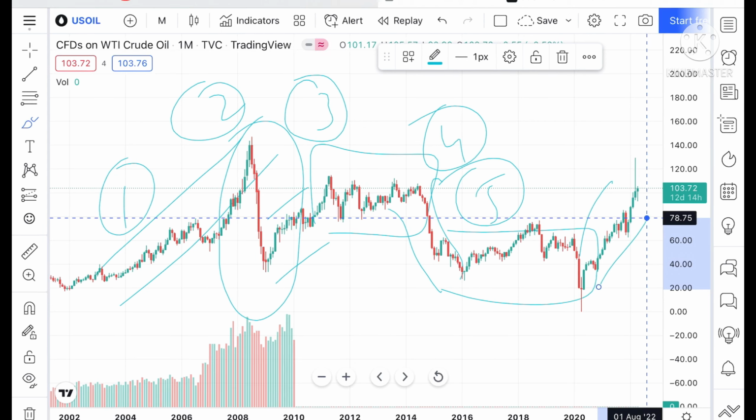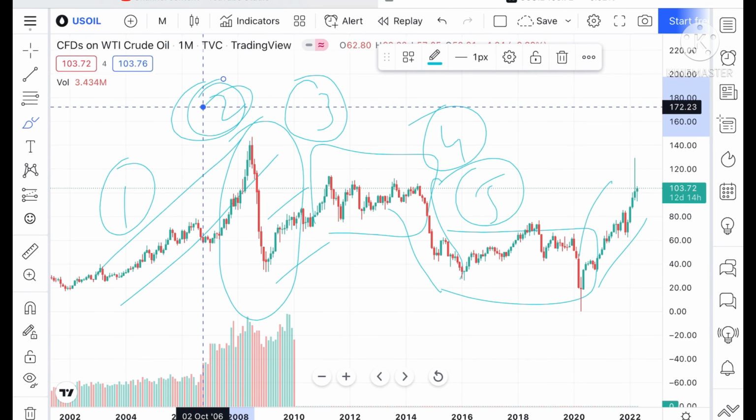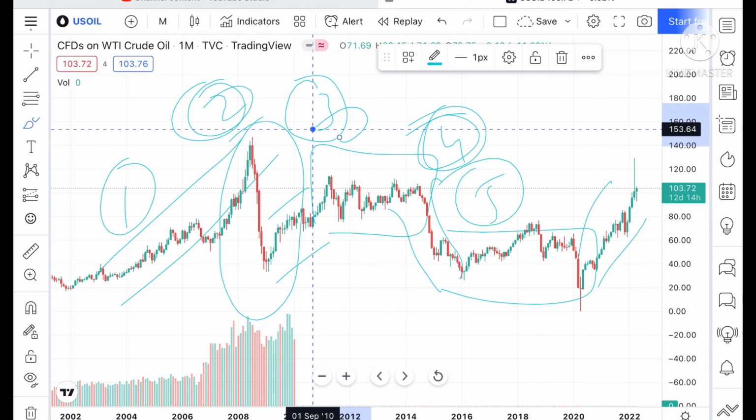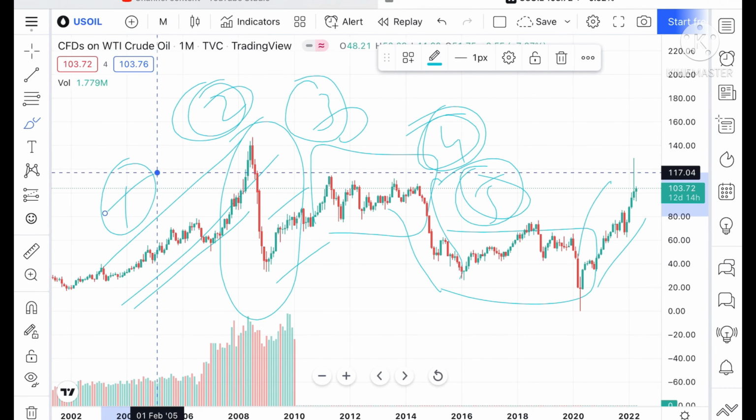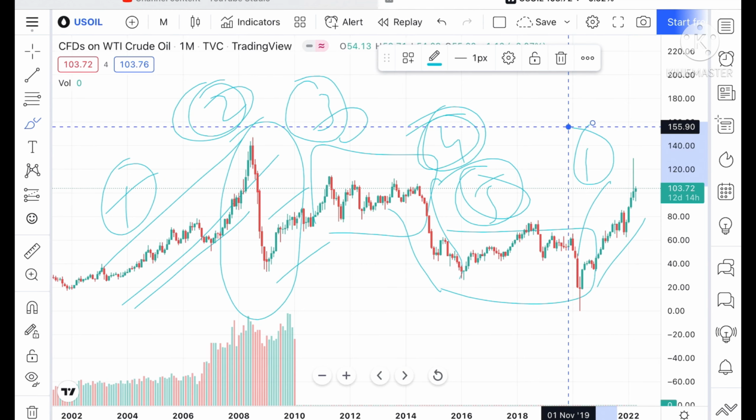Okay, if you look at the chart, see, the same pattern is forming: second, fourth downfall, a range, okay, and this uptrend, and now we are seeing again an uptrend here.